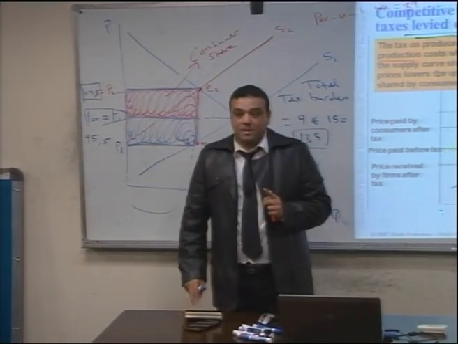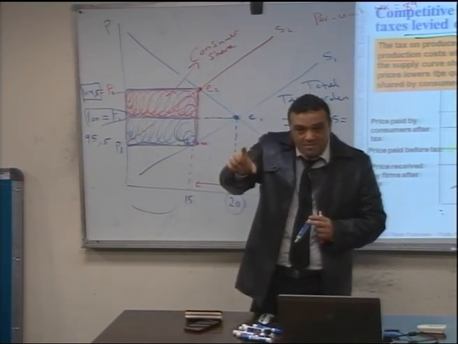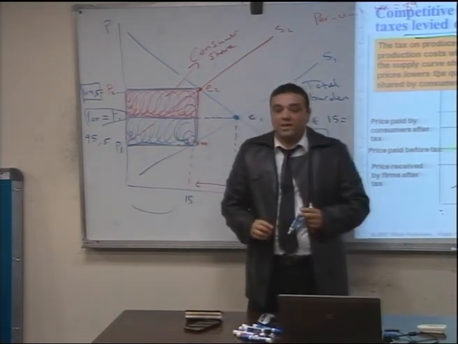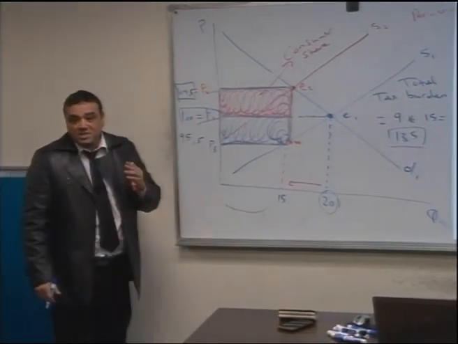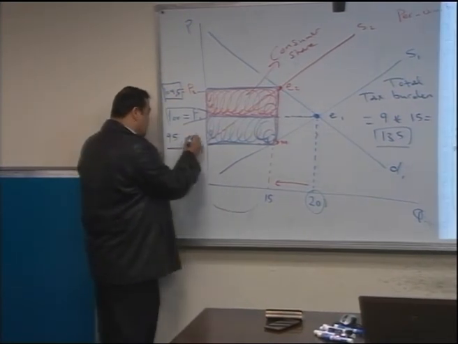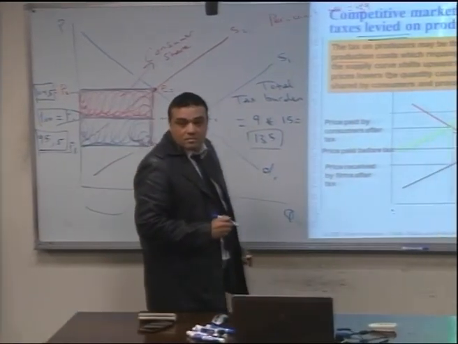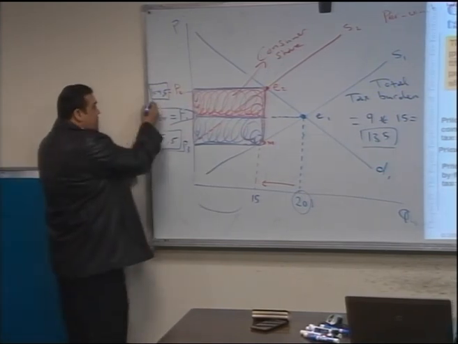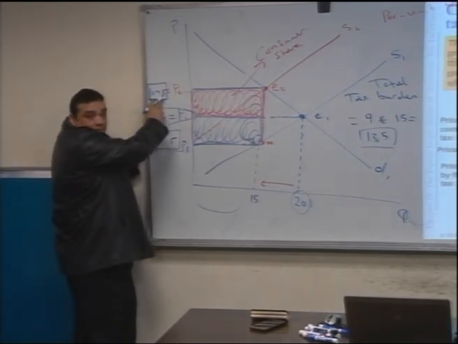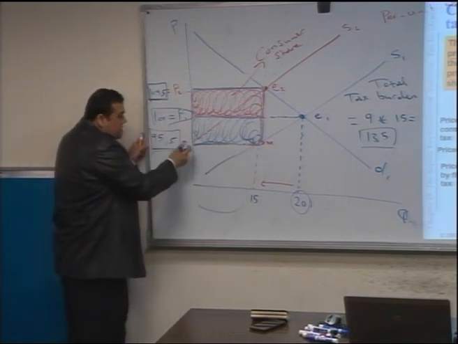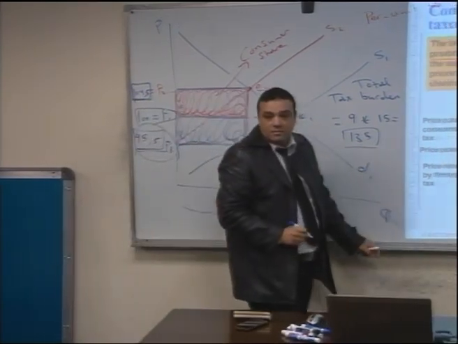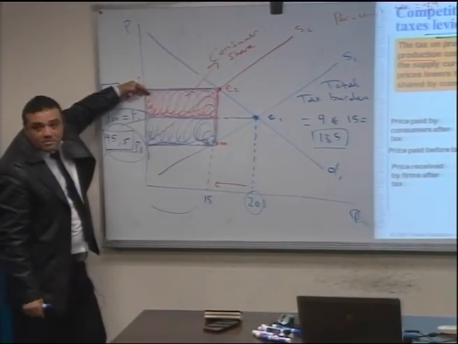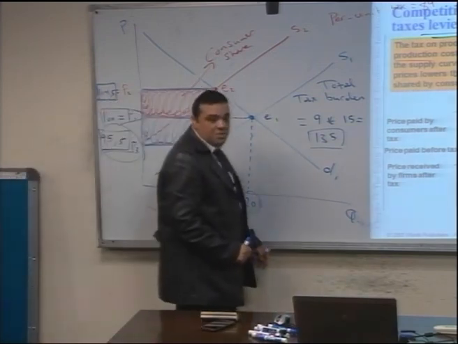The extra 4.5 was not taken by the producer, the government took it. The producer actually receives 95.5. So the price paid by the consumer after the tax is 104.5 here and this is the price received by the producer, and the difference between them, which is the per unit tax, was taken by the government.